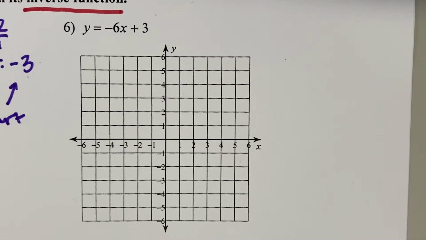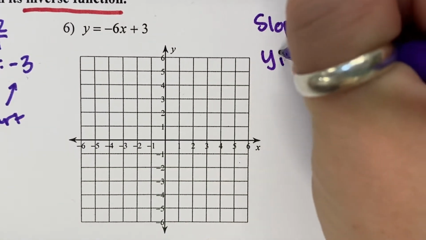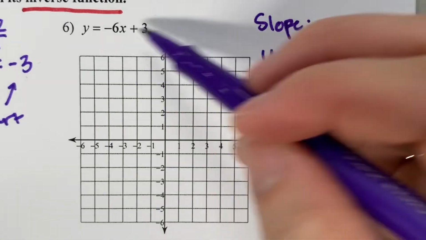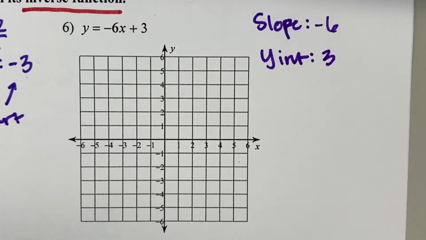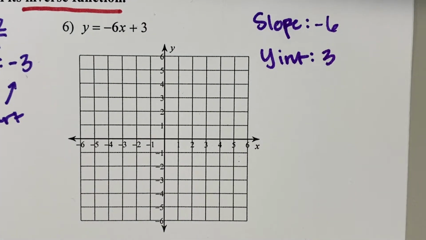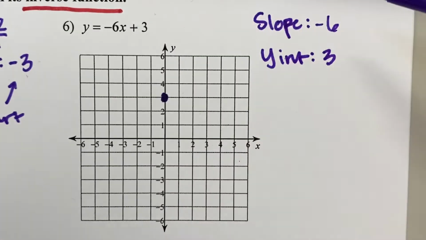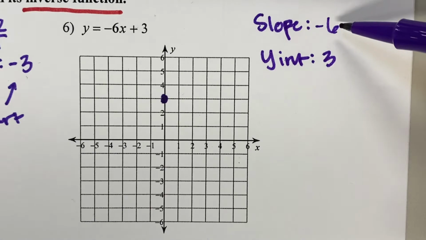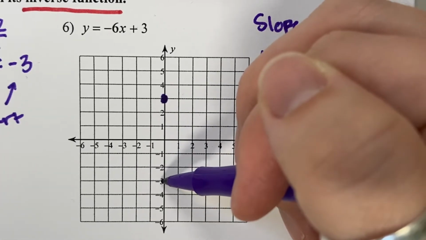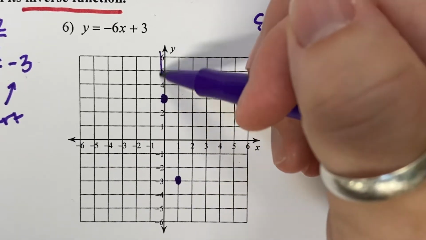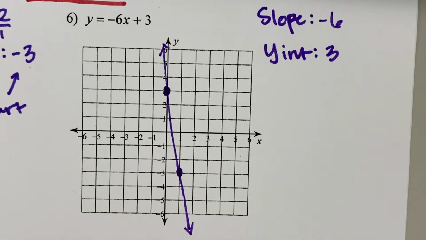So for number 6, again, this guy's written in slope-intercept form, so we can identify our slope and our y-intercept. Slope is always in front of the x, -6. Y-intercept, +3. Okay, so I'm going to find my y-intercept on my y-axis, +3. I have a slope of -6, so now I'm going to go down 6, 1, 2, 3, 4, 5, 6 over 1. My line needs to be going down and to the right for a negative slope. Not the straightest line, but that's okay.